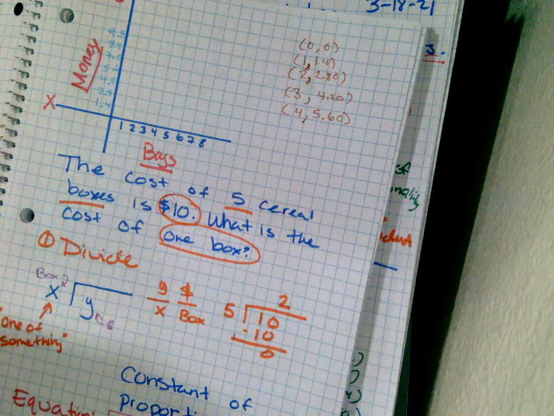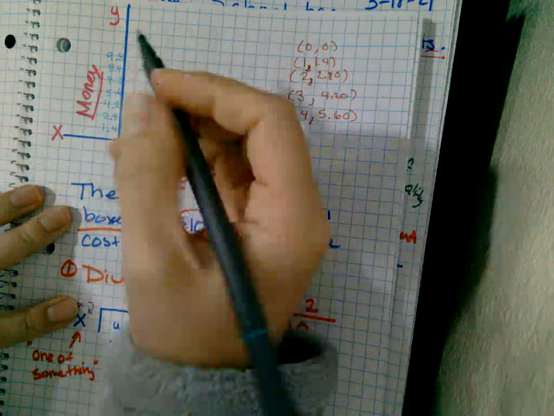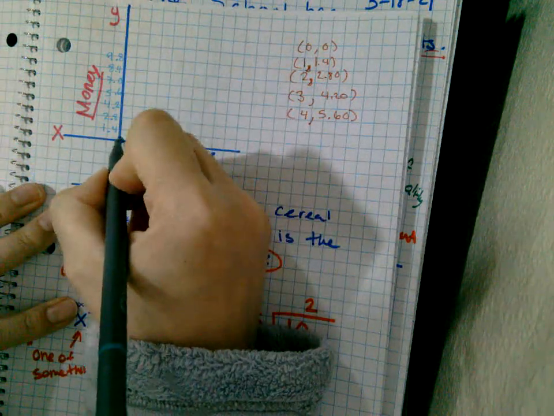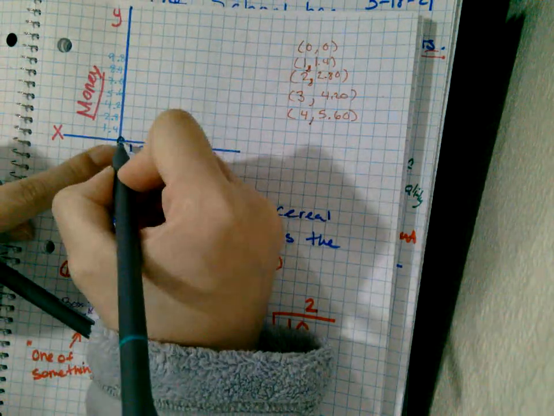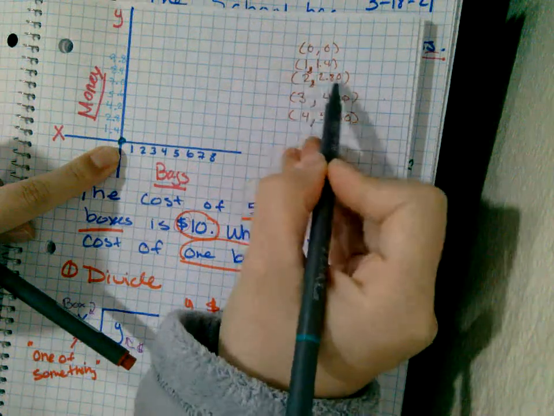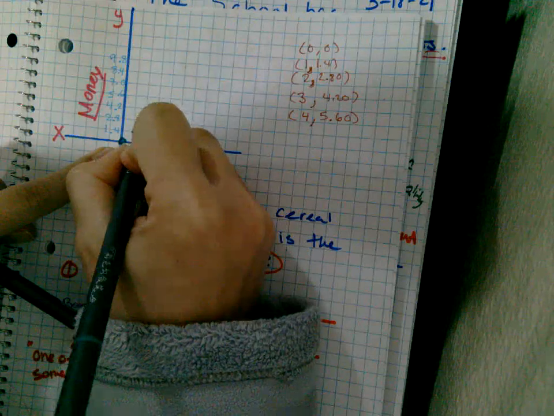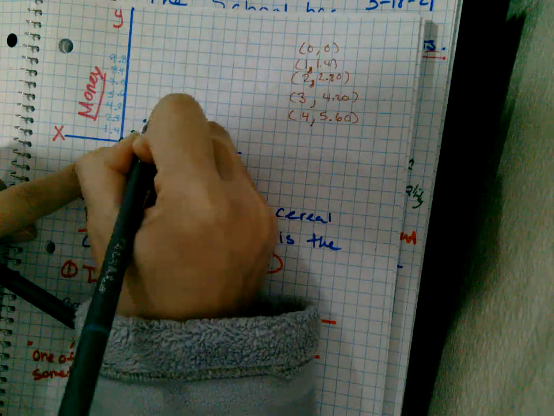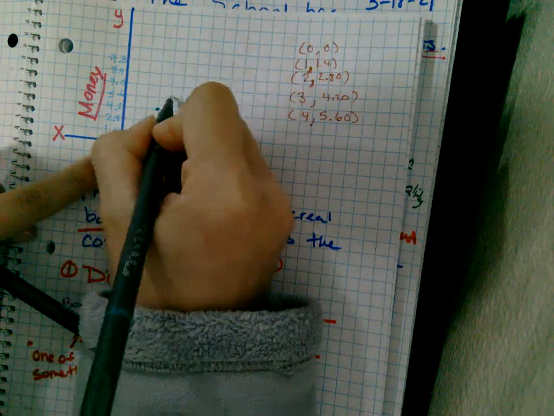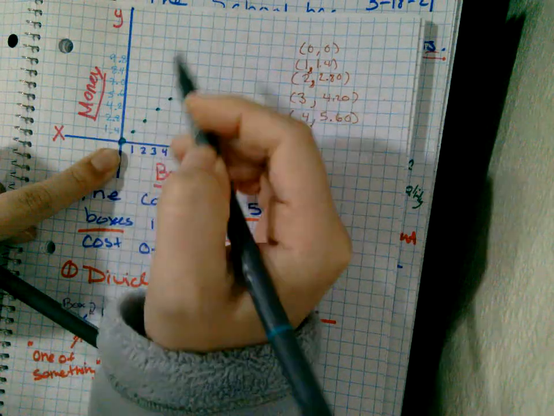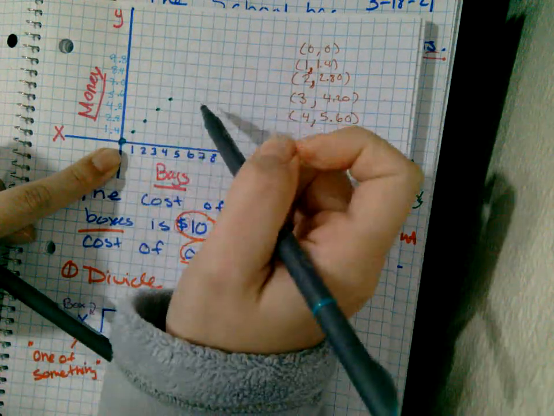So the second most important dot is your 0, 0, which is right where these 2 lines cross. That's your 0, 0 right there. Now we're going to do 1, 1.4, 2, 2.8, 3, 4.2, 4, 5.6. Do you see how going up by your unit rate makes the graphing so much easier?